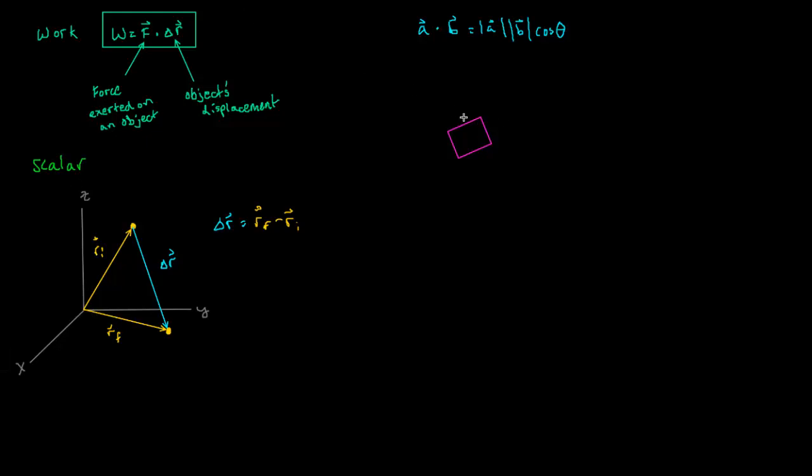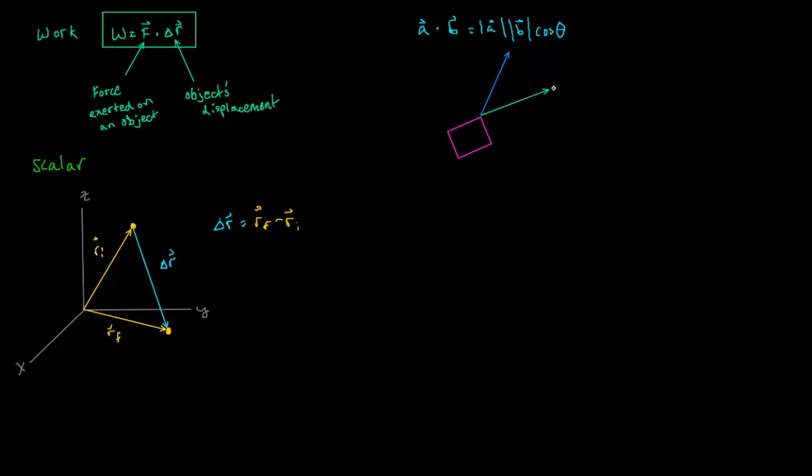I'm going to draw an arrow. I'm going to draw that arrow in blue. That's going to represent my force here. And then I'm going to draw another arrow. That arrow will be in, let's go with green, a nice light green. There you go. And that will represent my displacement.